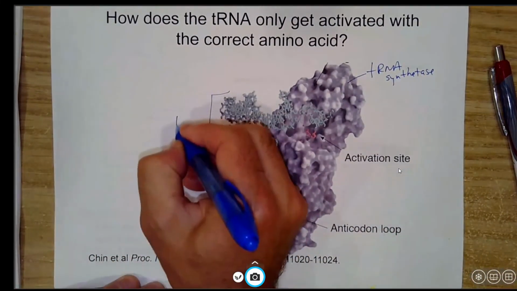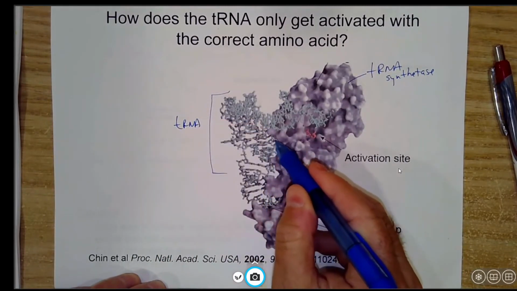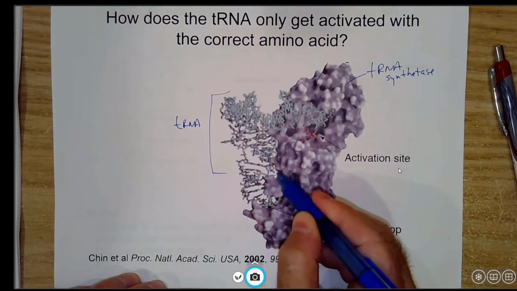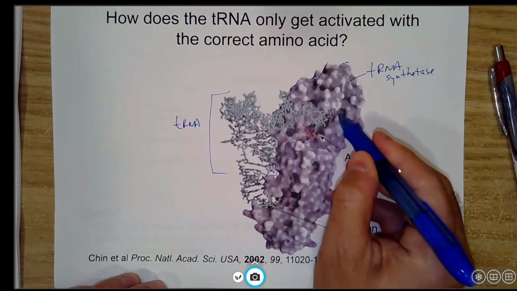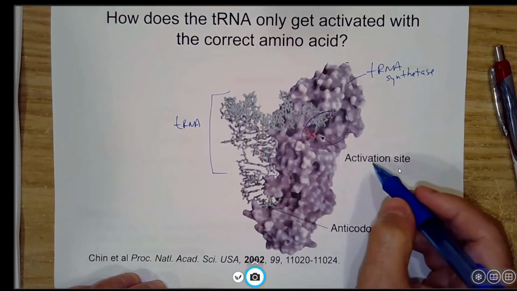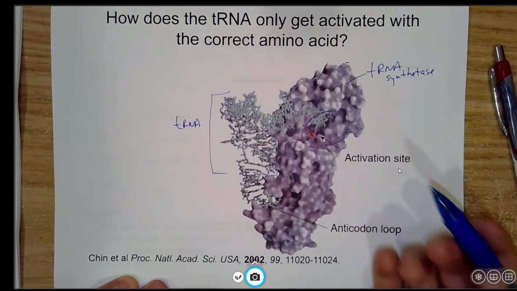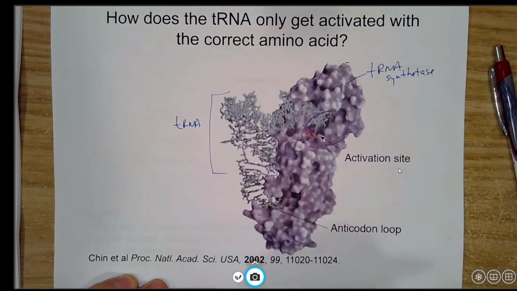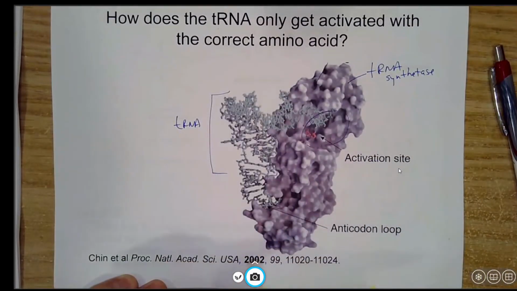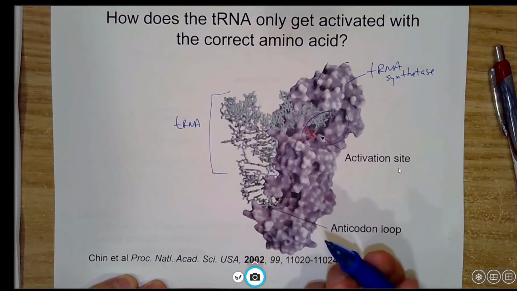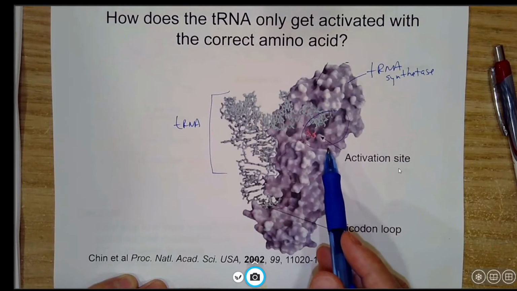Depending on the sequence, there could be slight changes in sequence here that help govern the specificity to the outer surface of the protein. And then embedded here, there's an activation site, which has a hydrophobic pocket for the R chains of the different amino acids. You can have very small amino acids like alanine, or very large ones like tyrosine or tryptophan, which are aromatic. And depending on how they fit into that active site will determine which tRNA goes to which amino acid.